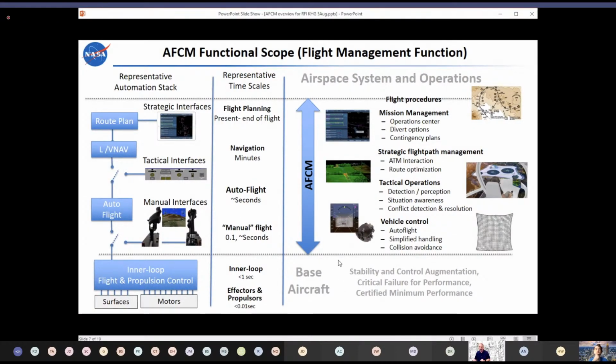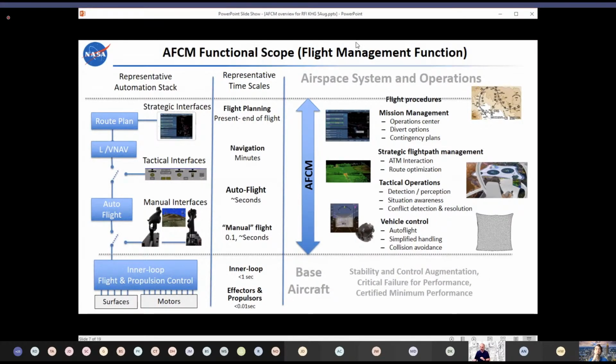I should point out that some important parts of the automation, for example, the inner loop flight and propulsion system, the RVOT project has the charter for those. But as I mentioned, where they define things like the minimum level of vehicle performance following first critical failure, there's a joint or shared responsibility between AFCM and the developers of those base vehicle technologies to be able to understand the interplay between them.